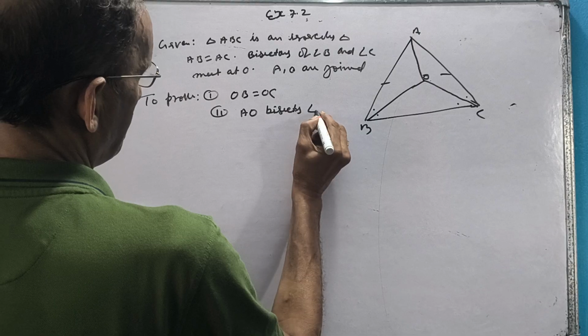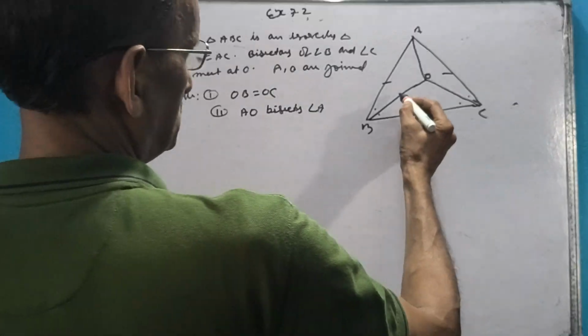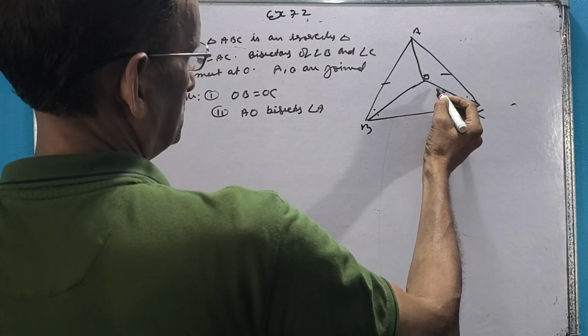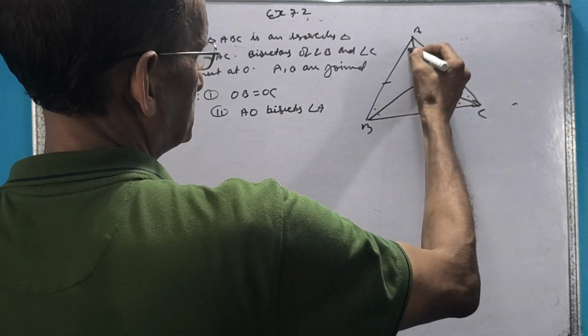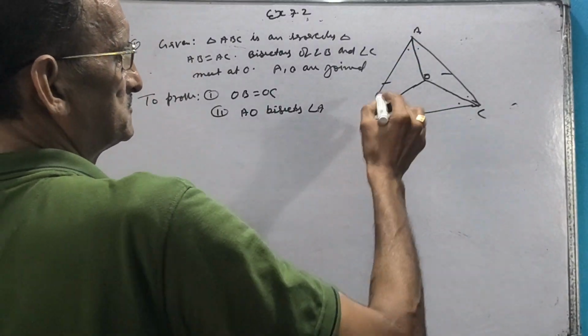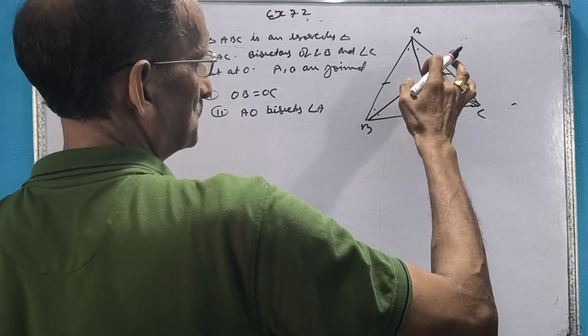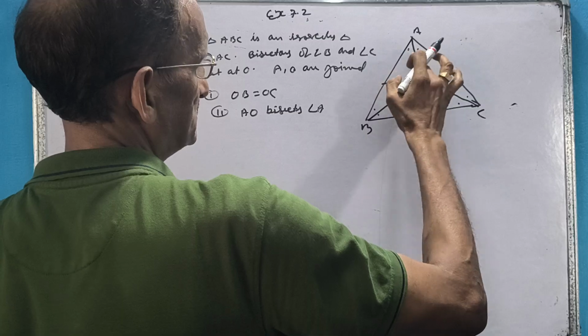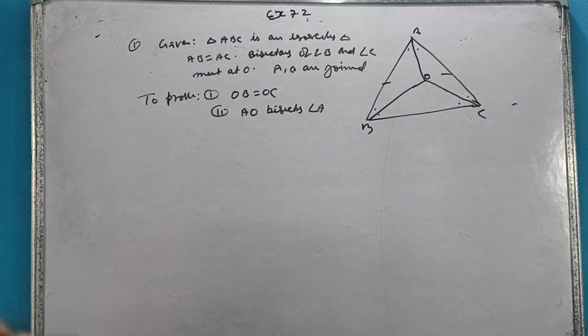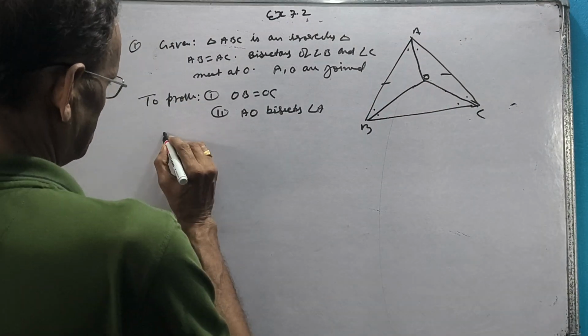First we prove OB equals OC. Then we need to prove AO bisects angle A, I mean this angle equals this angle. To prove this angle equals this angle, we need to prove this triangle is congruent to this triangle. Then by CPCT we will get it. Okay, so this is easy. So we will start the proof.